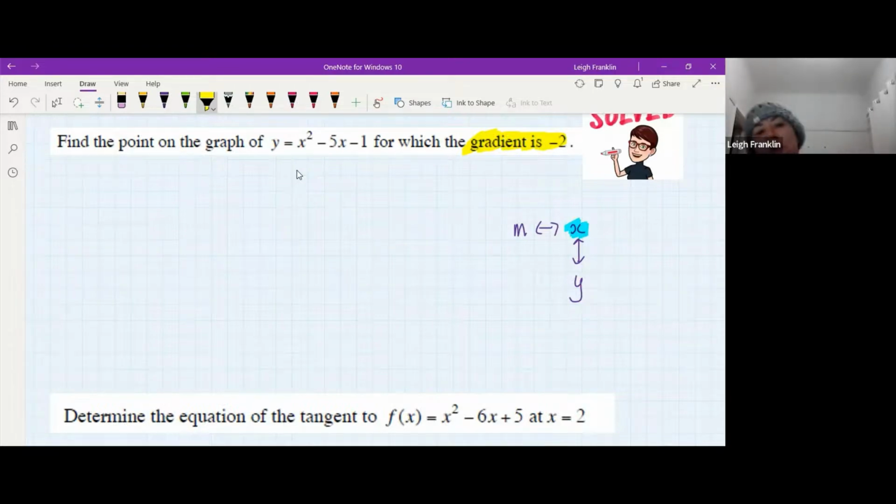The other thing that you've got to remember is what is that? What is y equals x squared minus 5x minus 1? It is a what sort of function?